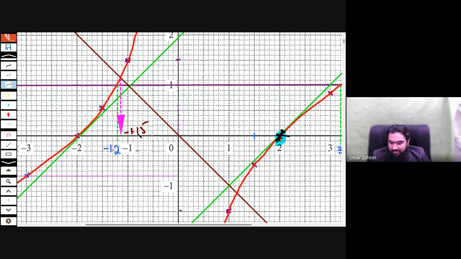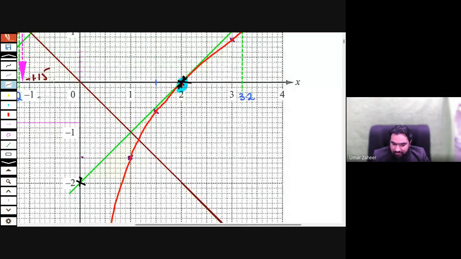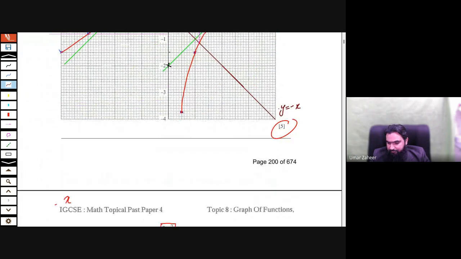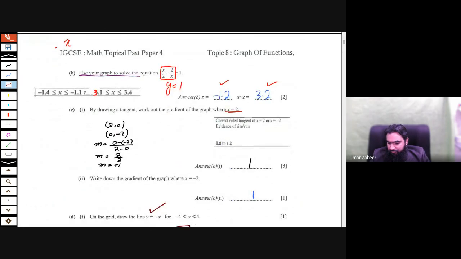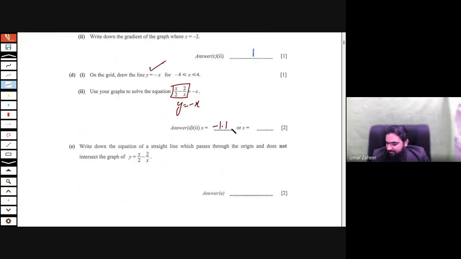So I will take 1.15. And the second point is going to be here. This is the cut point. Move it up. So you will get the graph minus 1.1, 1.1 and 1.15. So the answer is minus 1.15 and plus 1.15.